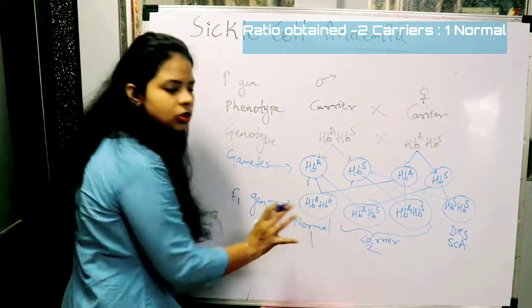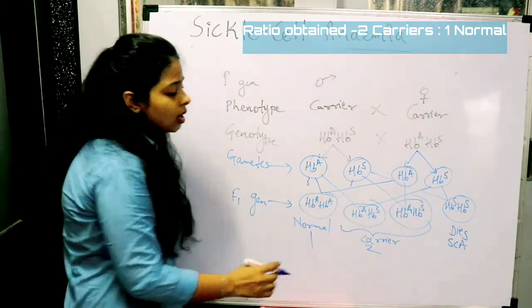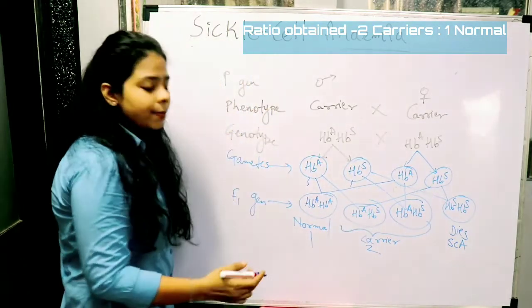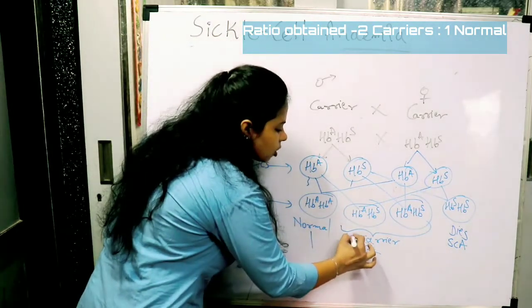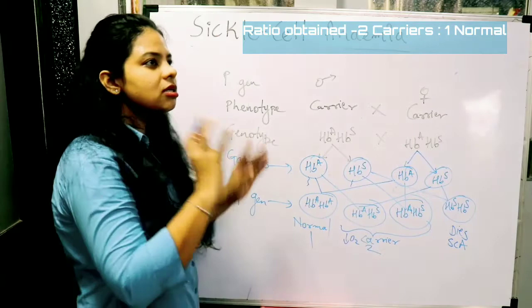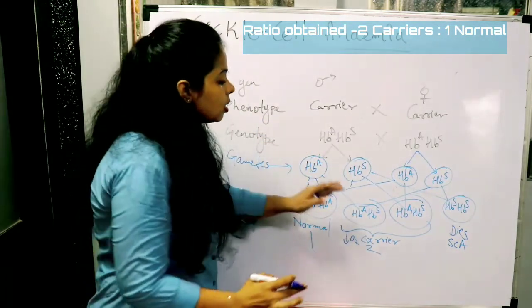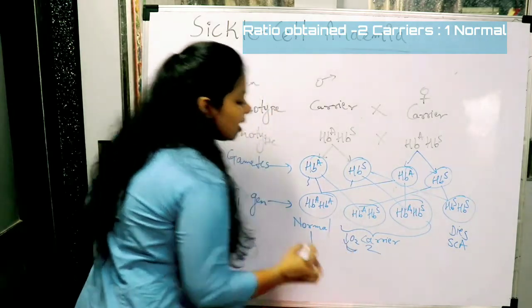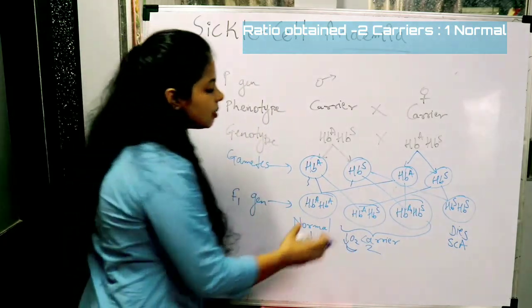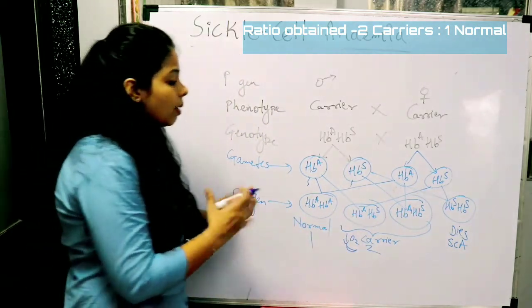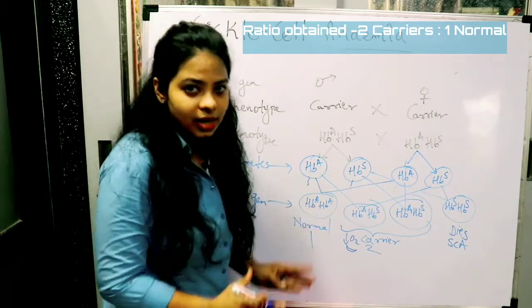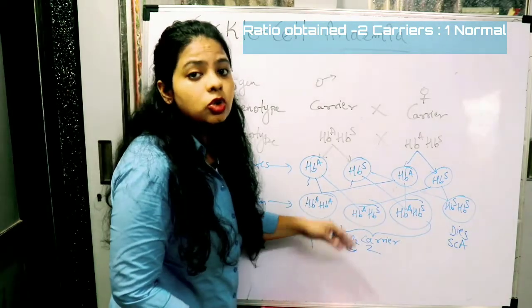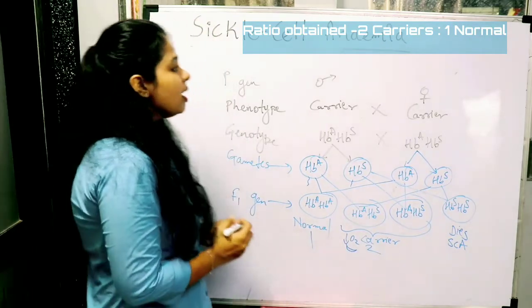Now what happens to the carriers? A normal individual will have HBA HBA. In HBA HBS, what happens when there is low oxygen concentration? If this person sits in a room where there is low oxygen, the person will start producing sickle shaped RBCs and will feel anemic. But apart from that, if he is in fresh air, he will not show this anemia. Okay, is it clear?